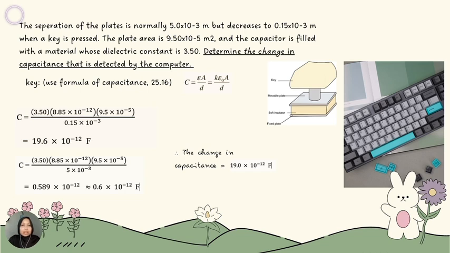And to calculate the change, we subtract the capacitance when it is not pressed from the capacitance when it is pressed. And the final answer is 19 times 10 to the power of negative 12. Finally, the change in capacitance is greater with the dielectric present, which makes it easier for the circuit in the computer to detect it. So now I'm going to talk about a capacitive keyboard.